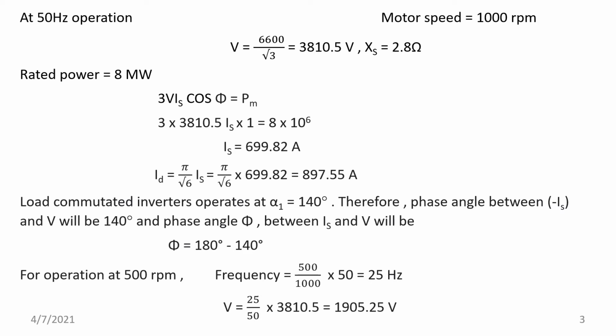And we have to calculate the phase angle between I_S and V. So the phase angle is 180 degree minus 140 degree, which is equal to 40 degree. At the operation of 500 RPM, we have to work out the frequency. For 1000 RPM, 50 Hz is given, so for 500 RPM the frequency is 25 Hz. So V at 25 Hz is 25 by 50 into 3810.5, which is equal to 1905.25 volt.